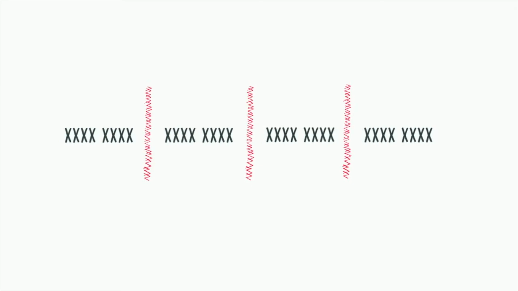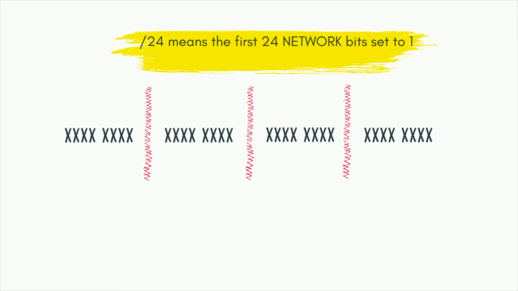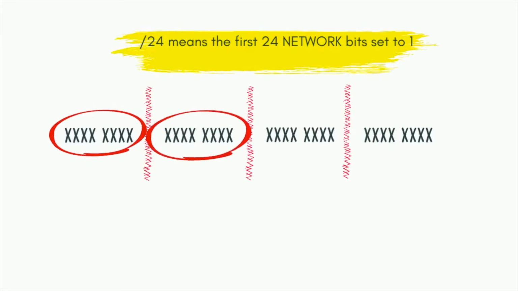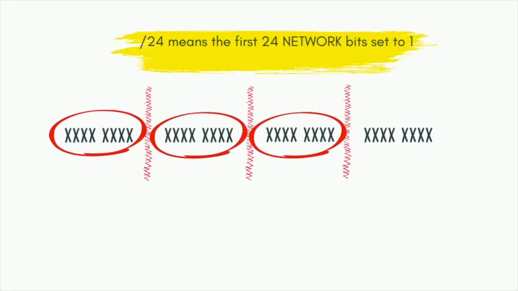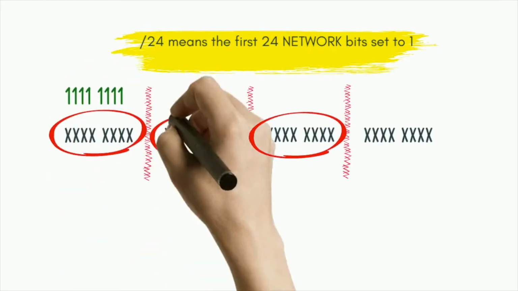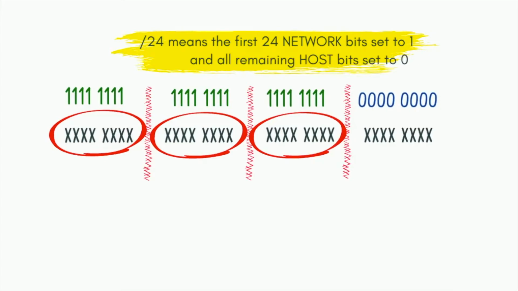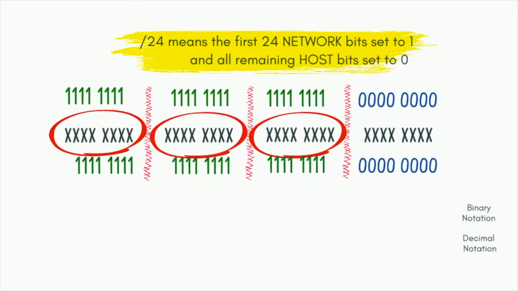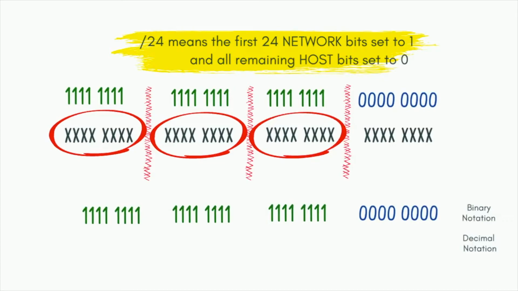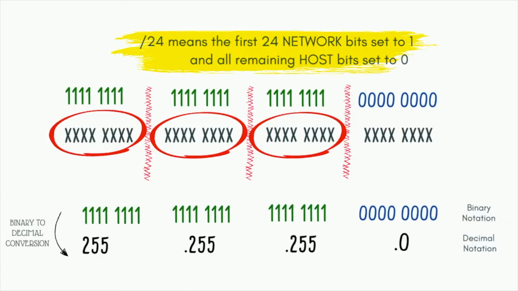Lastly, we look at the /24 mask in binary. In /24 mask, the first 24 bits are for the network bits, and the remaining 8 bits are for the host bits. Here, the first 24 bits are set to 1, while the remaining 8 bits are all set to 0. Using an IP calculator, we can translate this address into 255.255.255.0 in the decimal notation.